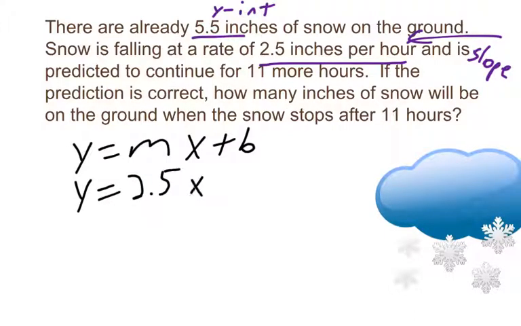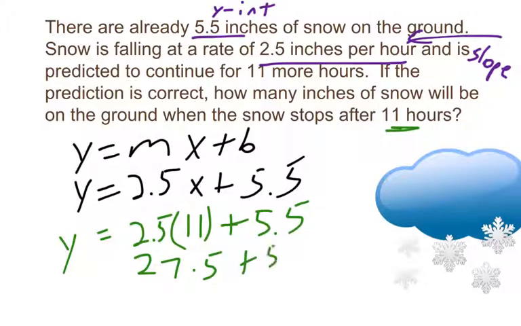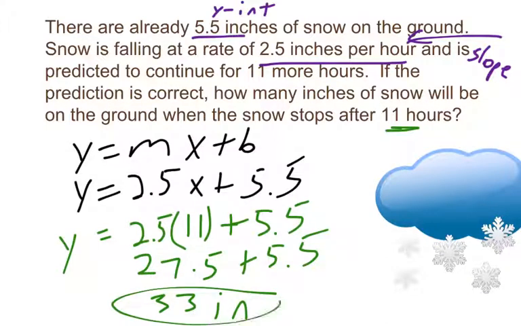2.5x plus 5.5, and we know that x is the number of hours, so it says 11 hours, so it would be 11 times 2.5 plus 5.5. Then we got 27.5 plus 5.5. Geez, that's a lot of snow, isn't it? So 33 inches of snow if we add that up.